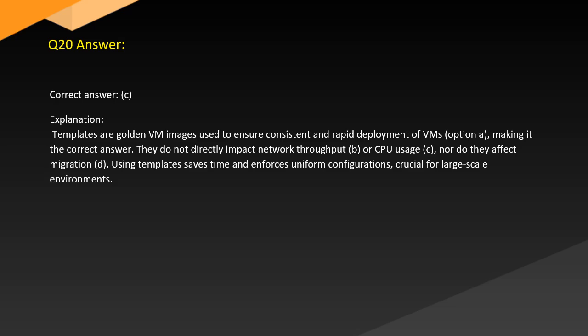Answer. Correct answer, C. Explanation. Templates are golden VM images used to ensure consistent and rapid deployment of VMs, option A, making it the correct answer. They do not directly impact network throughput, B, or CPU usage, C, nor do they affect migration, D. Using templates saves time and enforces uniform configurations, crucial for large-scale environments.